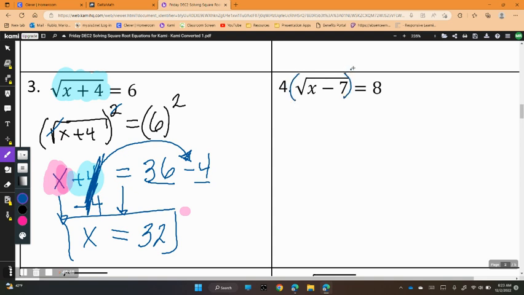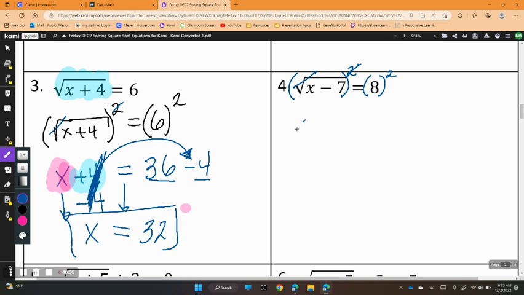So remember, I'm going to raise all of this to the power of 2, and I have to do the same to both sides. That will cancel out the square root. It will cancel out the radical and this power of 2. And what I have left is what was on the inside of the radical. X minus 7 equals 8 squared, which is 64.